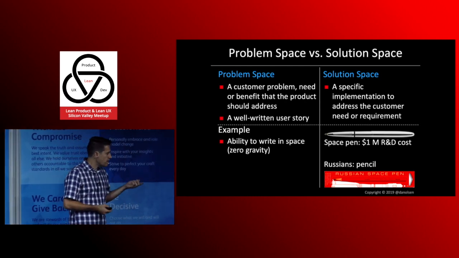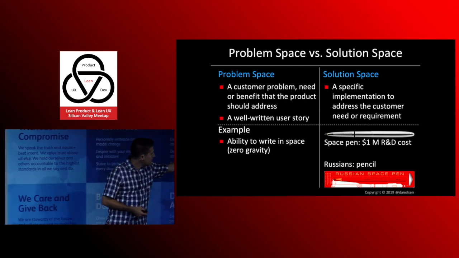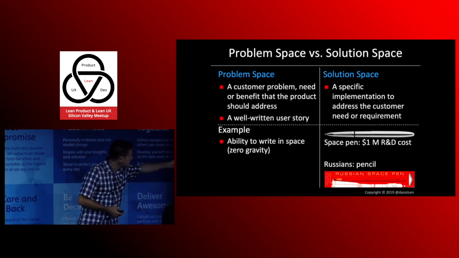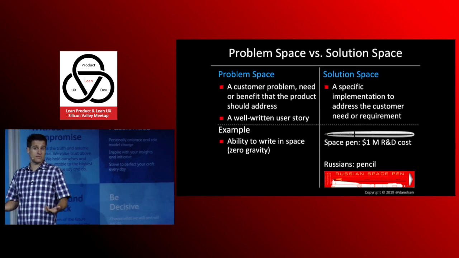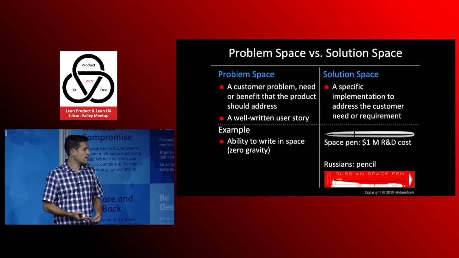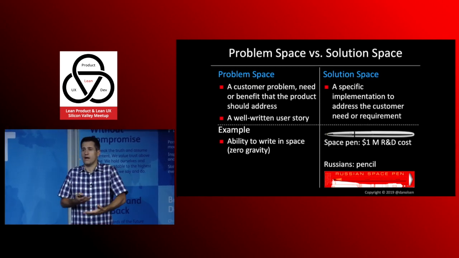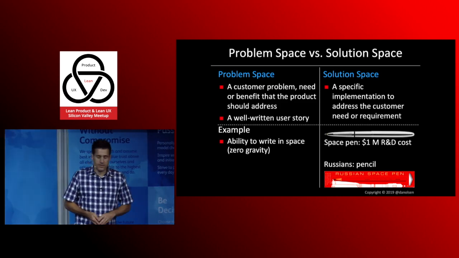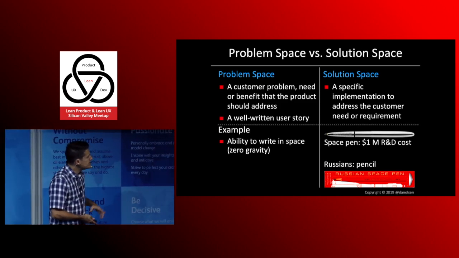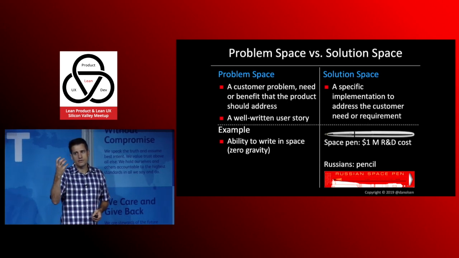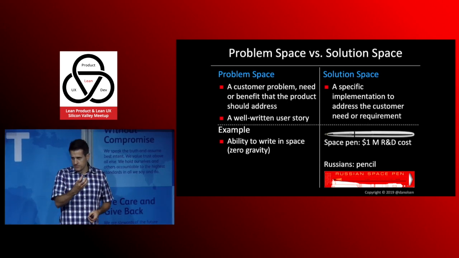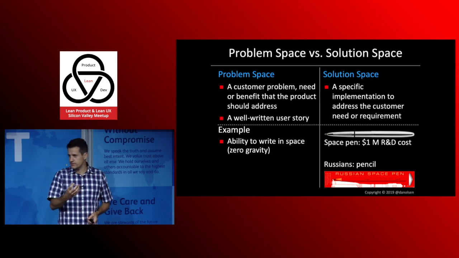I tell this story because, one, obviously, if both of these products are equally good solutions to the problem, then the one that doesn't cost $1 million and take all that time and effort to develop is obviously better, higher ROI. That's the obvious reason. But the other reason I mention it is it's so easy, even when you're trying to focus on the problem space, to let some solution thinking creep in and pollute your problem space. I call it solution pollution, basically, right?